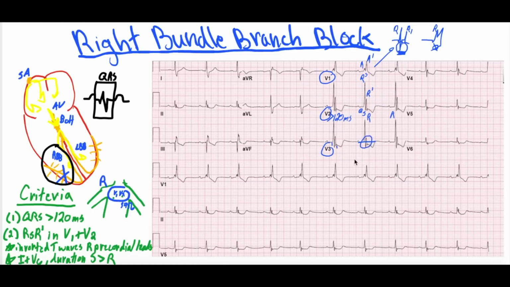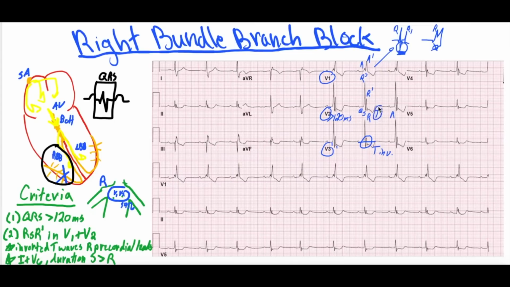In a right bundle branch block, this is actually normal. You expect an inverted T, right? Here's your T wave here, and it's inverted. You can get a little pseudo ST depression in these right precordial leads. So if you go and look in all these leads, you can see on the right side that you get these inverted T waves, right?